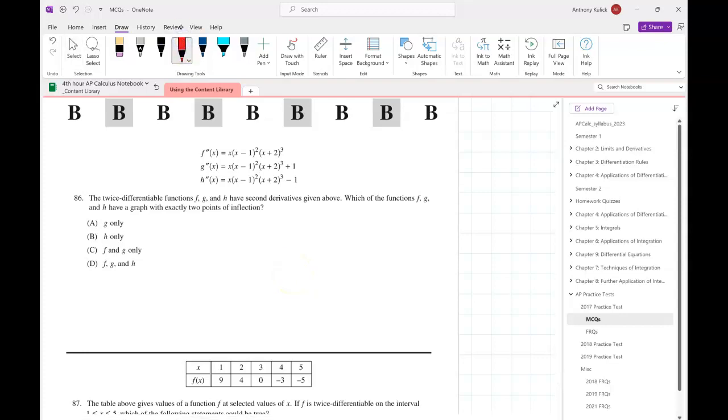It says the twice differentiable functions f, g, and h have second derivatives given above. Which of the functions f, g, and h have a graph with exactly 2 points of inflection? How do I find an inflection point? It switches from positive to negative, or vice versa, right?